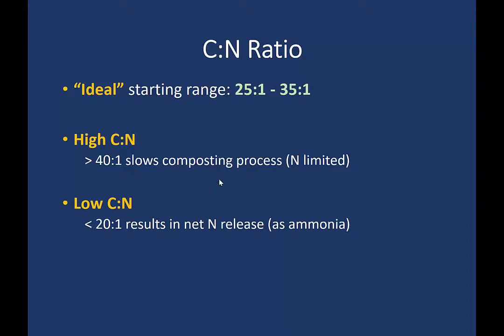If we're the other way and our C:N ratio is low, so we're like 10 to 1, then what that means is we have so much nitrogen that it's more than the microbes can use. And so they're going to be carbon limited, so we're going to have less activity, and that nitrogen is going to start to volatilize as ammonia.